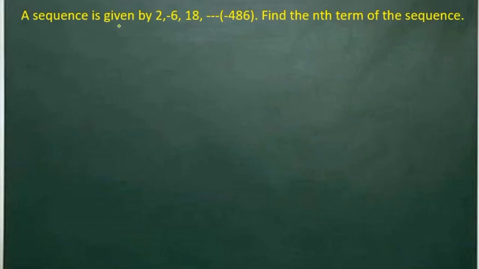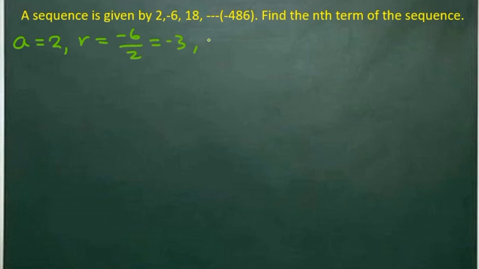A sequence is given by 2, minus 6, 18, and the last term here is minus 486. Find the end term of the sequence. Now from the given sequence, we know that a is 2, and r, the common ratio, is minus 6 divided by 2, and this will give us minus 3.